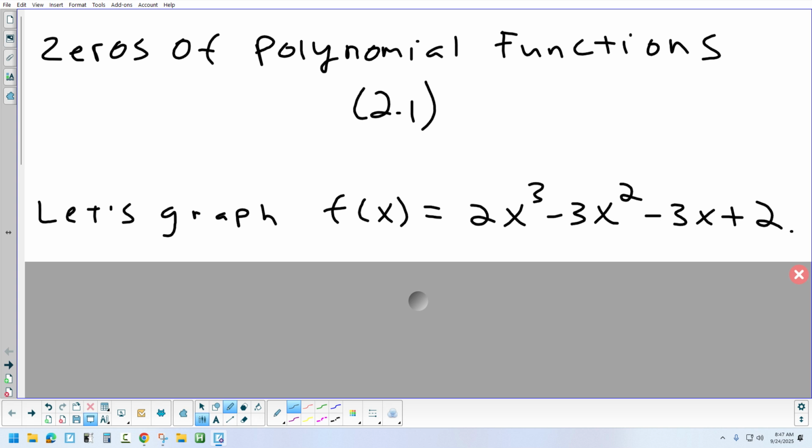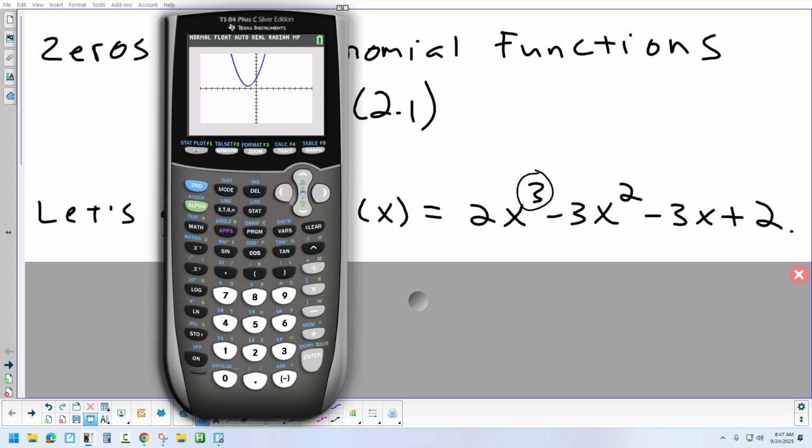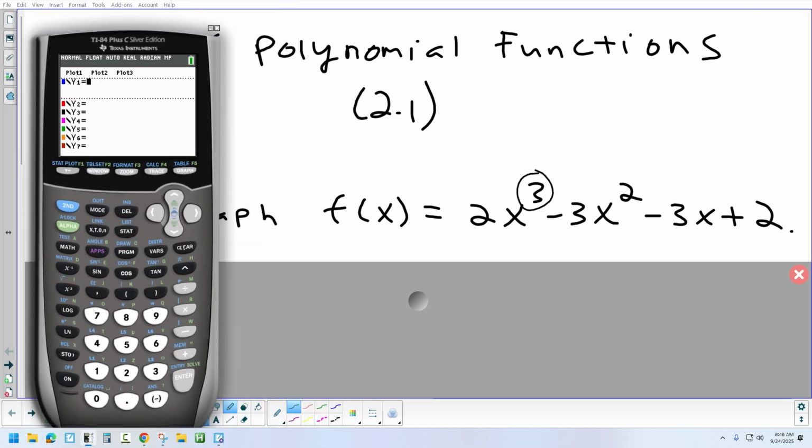That is what we call a polynomial. Specifically, the highest exponent is a 3. That makes it a cubic polynomial, or you could say degree 3. All right. That 3 is important. I'm going to talk a little bit more about what that 3 tells you in a minute. Let's go to y equals, and we'll type in 2x.